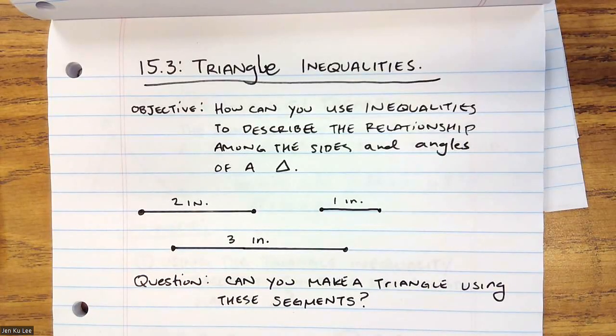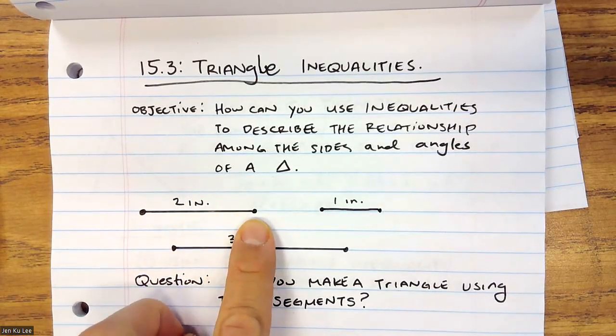Okay, welcome everyone. This is 15.3 in your Integrated 2 textbook on triangle inequalities. The objective for today is how can you use inequalities to describe the relationships among the sides and the angles of a triangle. So we're talking about a triangle, right? And specifically about the sides and the angles and their relationships. Okay, so we're gonna get started with this.